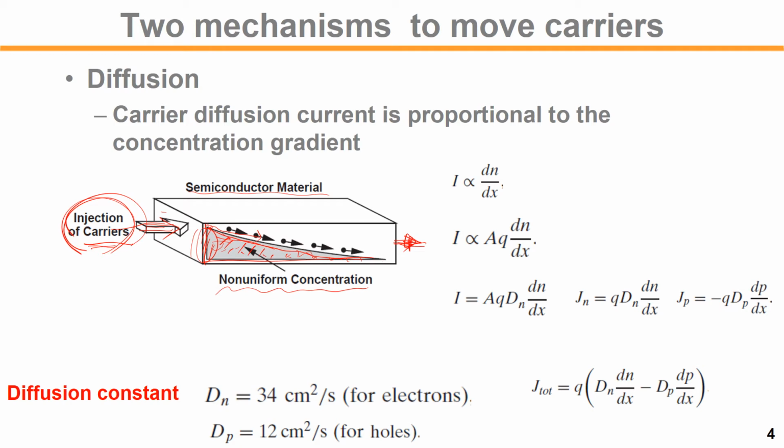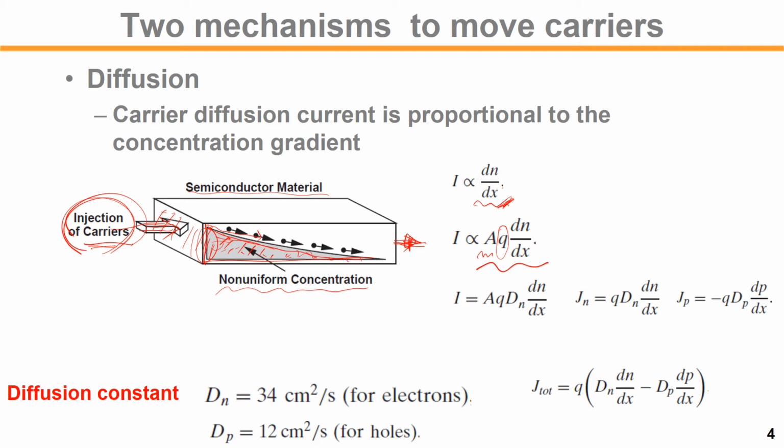Now let's find the current out of this concentration. If the concentration is formed like this, we know that the current is proportional to the gradient of the concentration. In this example, it is electron, so n is the electron concentration. The current will be proportional to the gradient of the concentration, and also the area, right? If the area you are injecting carriers into is larger, then you will get a larger current. And also, if you have a larger amount of charge from the carriers, then you get a larger current, right? So this kind of proportionality can be found.